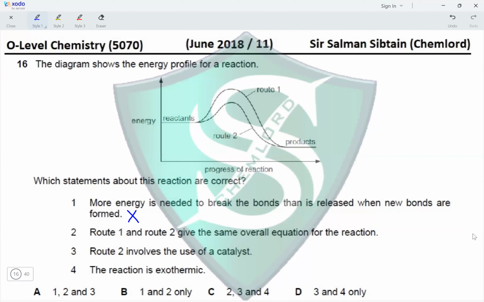Statement 2, route 1 and route 2 give the same overall equation for the reaction. Yes, because they start from the reactants and end at the products. The only difference is the requirement of activation energy. Route 2 involves the use of a catalyst. Yes, because route 2 has a lower requirement of activation energy. And the reaction is exothermic. Yes, because the energy of the product is lesser than the energy of the reactant, showing during the reaction energy has been released. This makes statements 2, 3, and 4 correct. Therefore, option C is the correct option for this question.